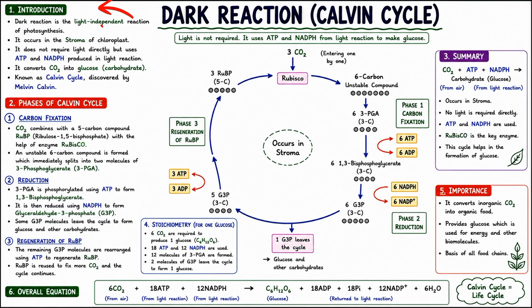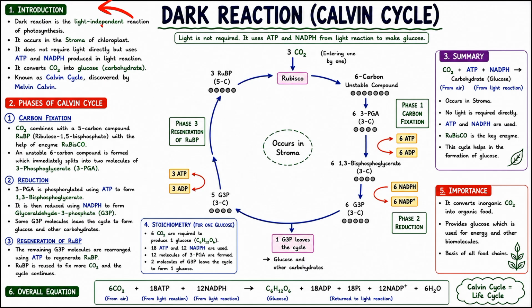The Calvin cycle takes place in the stroma of the chloroplast, which is the fluid-filled region surrounding the thylakoid membranes. This cycle was discovered by the American scientist Melvin Calvin, which is why it is known as the Calvin cycle.